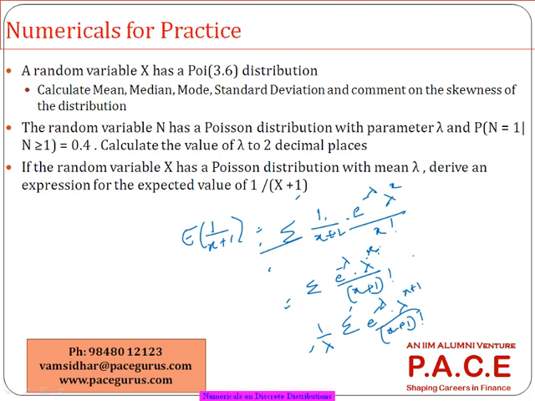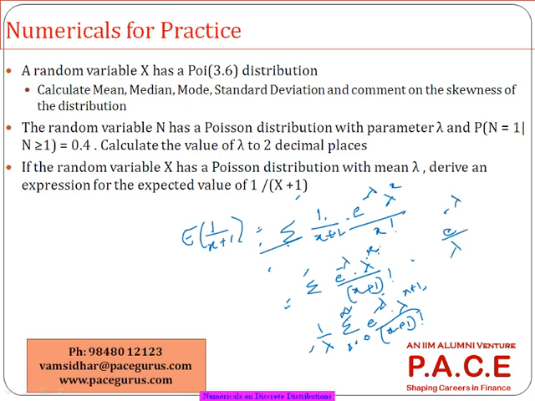Here the trick is there. This is x from 0 to infinity. But if you see here, the series is starting from 1, so it is actually missing out on 0. If you are saying x equal to 0 to infinity, here we are getting the value right from 1. We are not getting the 0 part.